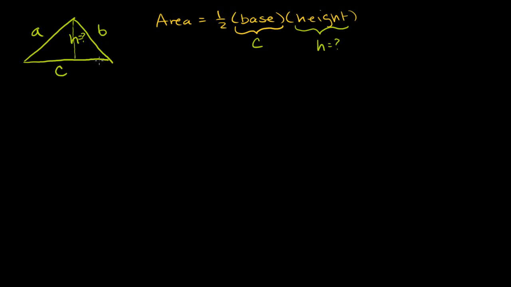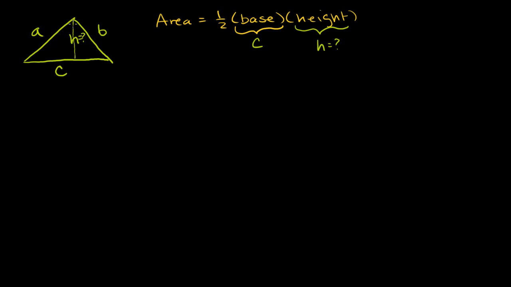And if you watched the last video, you know that you use Heron's formula. But the idea here is to try to prove Heron's formula. So let's just try to figure out h from just using the Pythagorean theorem. And from there, once we know h, we can apply this formula and figure out the area of this triangle.